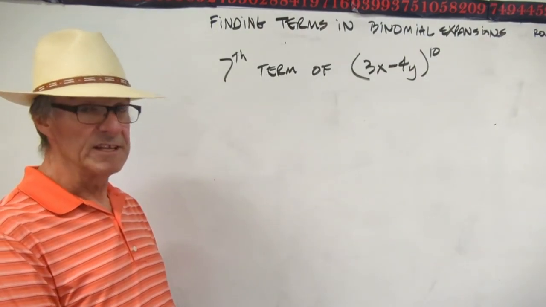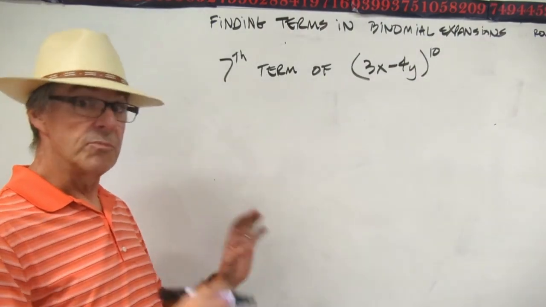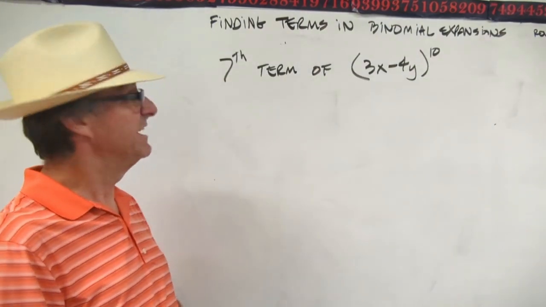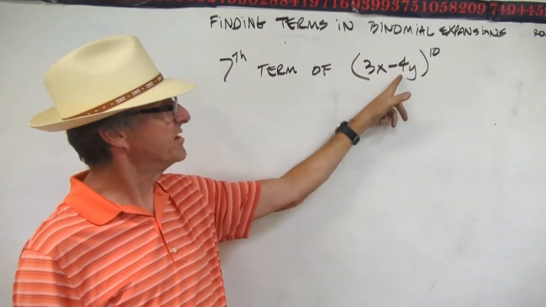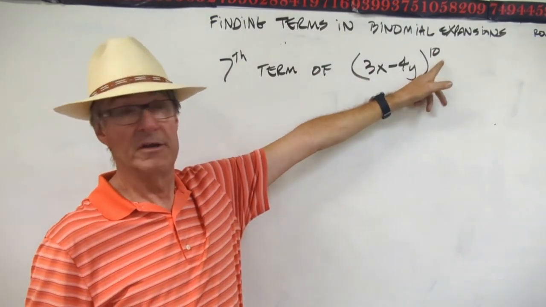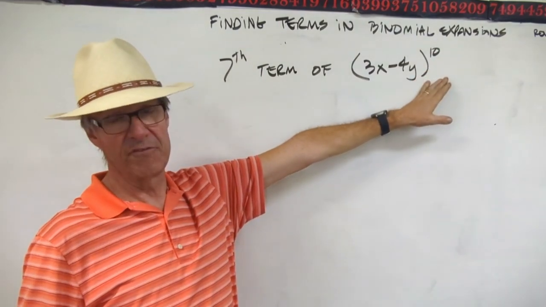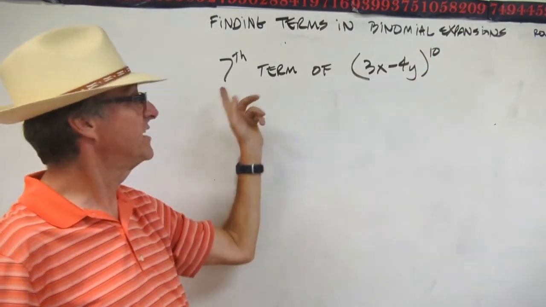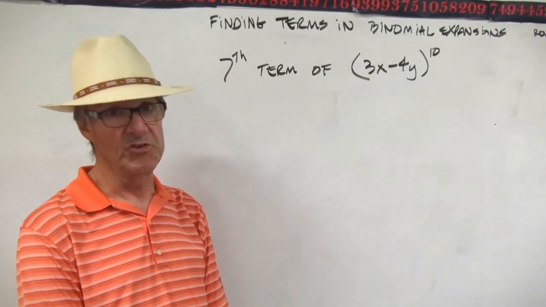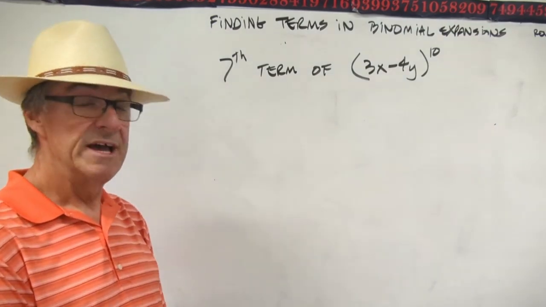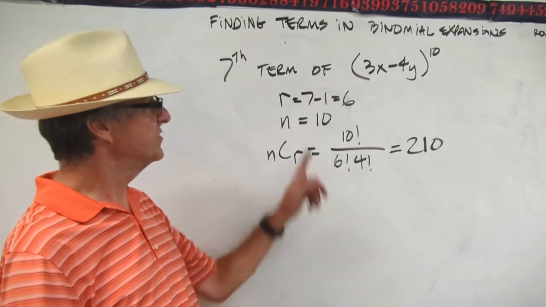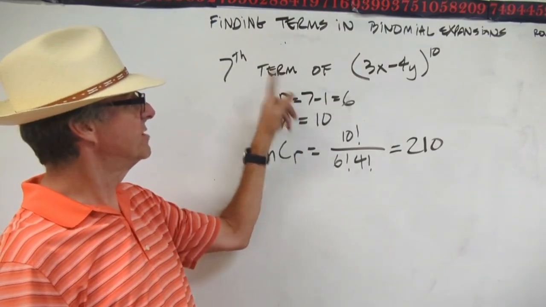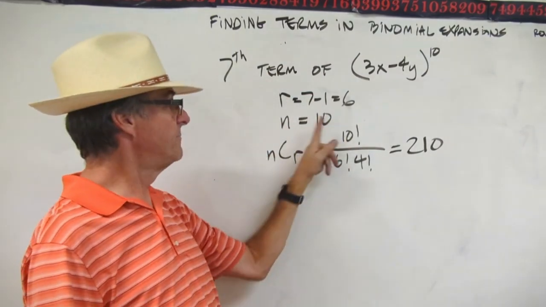Now this one's definitely a little bit more complicated. I want you to pause the video and see how far you can get. I'm asking for the seventh term of (3x minus 4y) to the 10th power. So obviously you don't want to calculate the full expansion on this one. If you just need the seventh term, you can use our formulas to do that. So go ahead, pause the video and see how far you can get. All right, so first off, I figured out my r, which is my term number minus 1. So my r is 6, my n is 10.